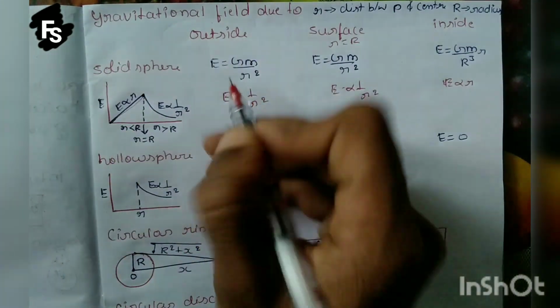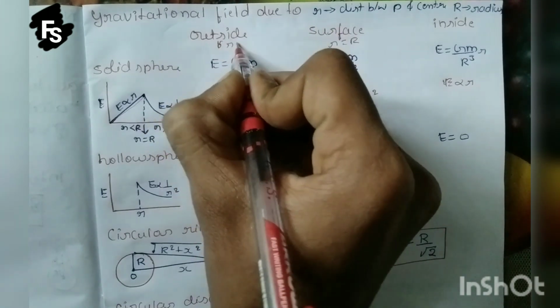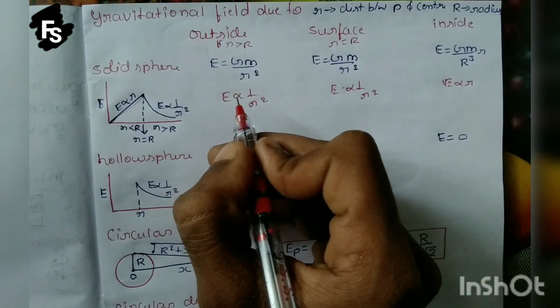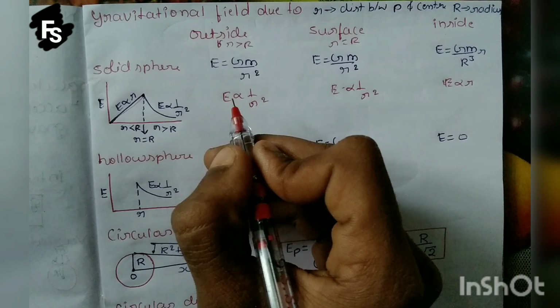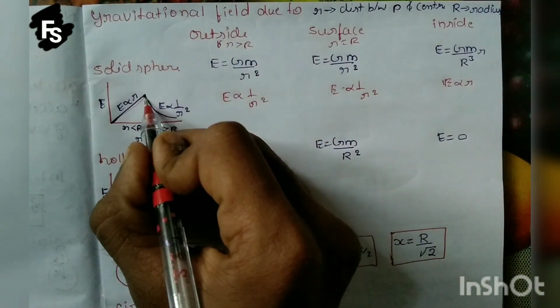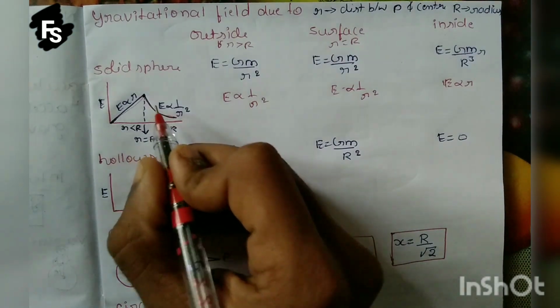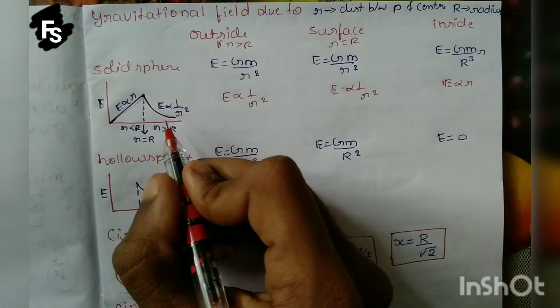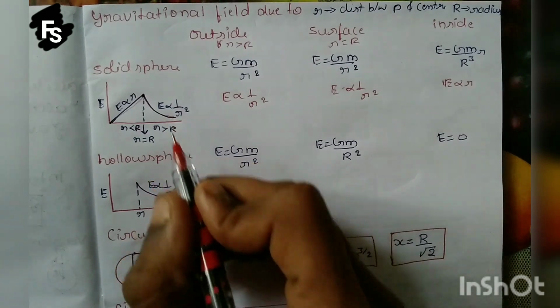Then outside, small r is greater than capital R, here E is inversely proportional to r square. So the graph comes down like this. This is the graph. This is a very important graph. They will ask it in the exams.